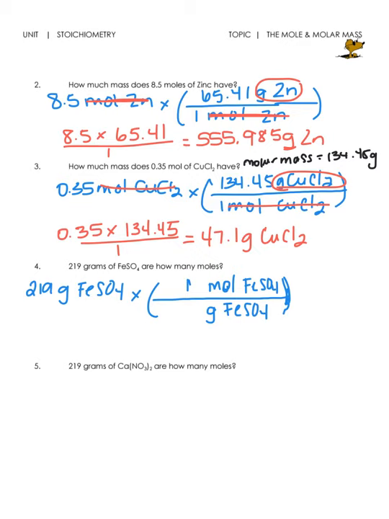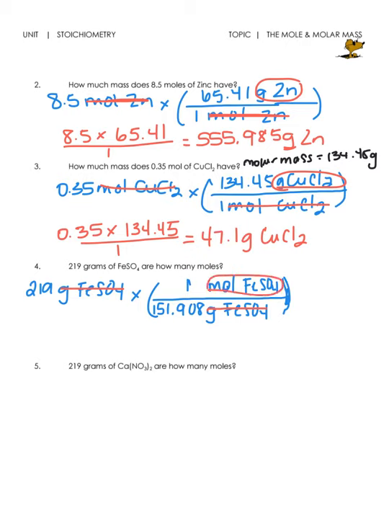So we're going to have to find the molar mass of FeSO4, which is 151.908. And if you're wondering how I got 151.908, I looked at my periodic table, I took the mass of 1 Fe, added it to the mass of 1 sulfur, and then added that to the mass of 4 oxygens. Okay, so let's cancel out our like units.